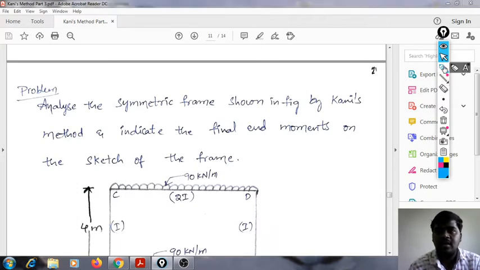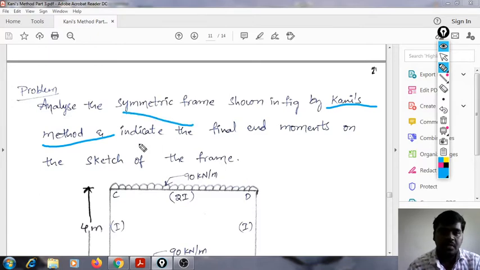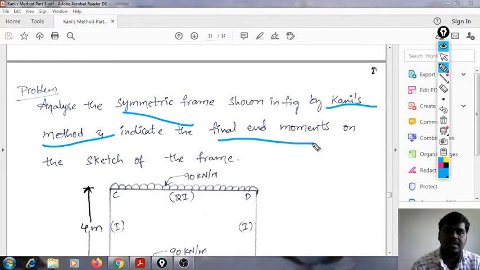So, here we have a symmetrical frame. By using Kani's method, a portal frame which is symmetrical, we have to find the final end moments and indicate the moments on the sketch of the frame.